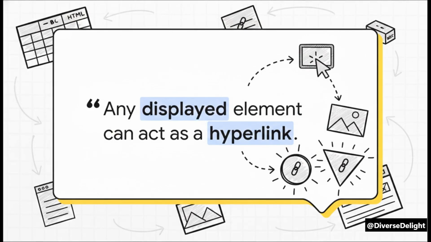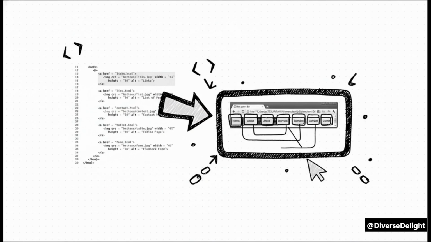And here's something really important to remember. It's not just text that can be a link. As the source material says, any displayed element can act as a hyperlink. This is huge because it opens up a whole world of possibilities, especially when it comes to images. Look at this. To make an image clickable, all you do is wrap the image tag inside of an A tag. It's that simple. So here they're using a bunch of images to create this really nice graphical navigation bar. Each one of those images is now a fully functional button that can take you to a different page.